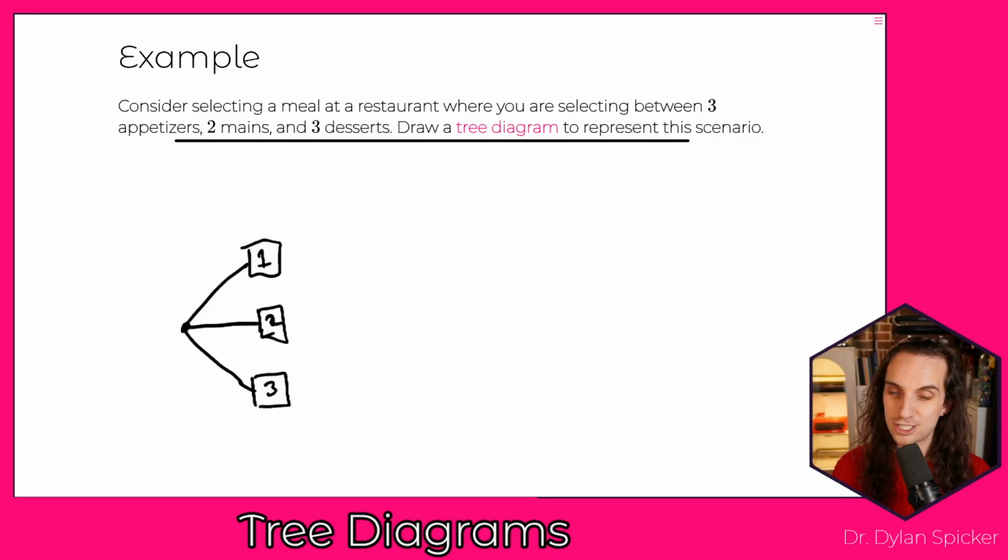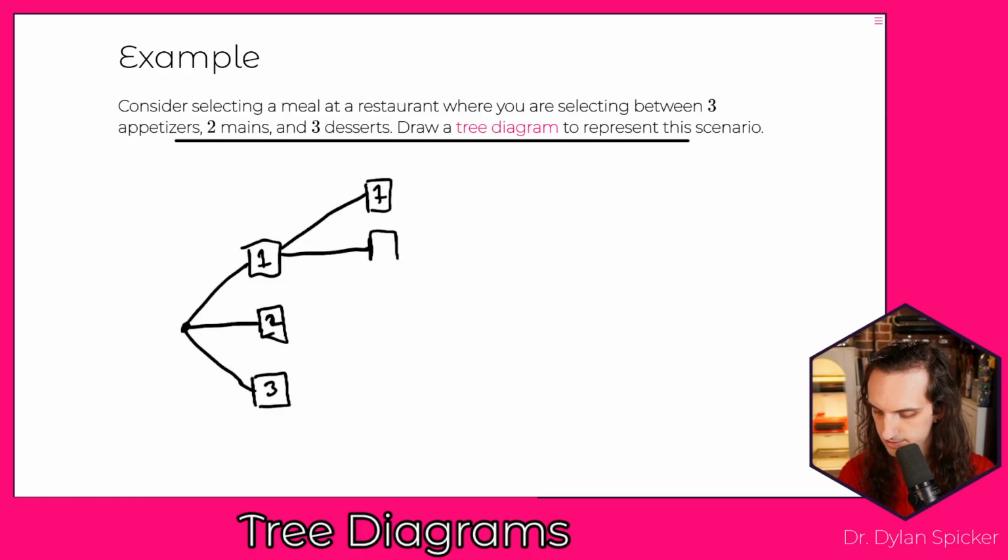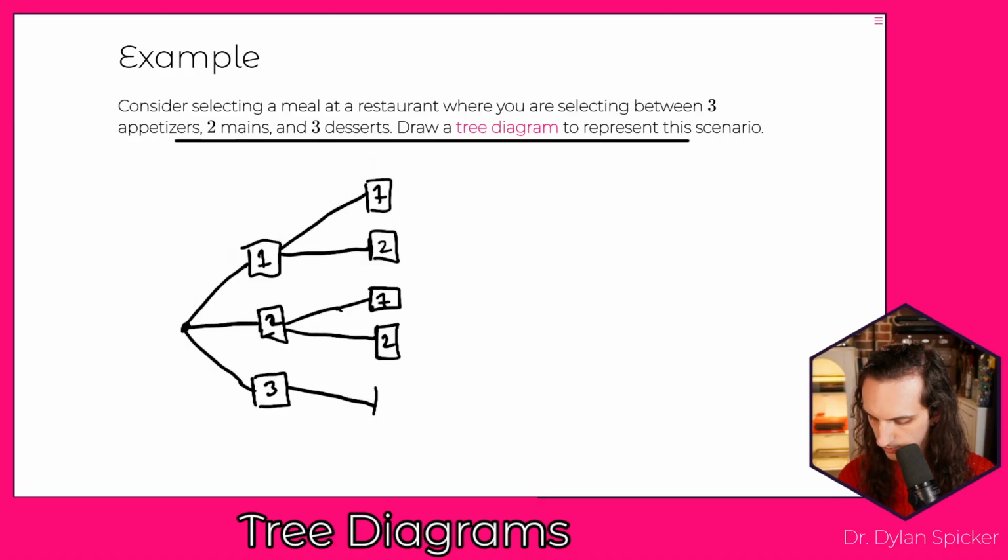Then we go to each one of these nodes and look at our second decision, which is: what main did we want to take? We draw out a branch for each of these. There's a branch that leads to main 1 and a branch that leads to main 2. Then from appetizer number 2, we do the same thing, so we can go to main 1 or to main 2. And from appetizer 3, we can go to main 1 or main 2.